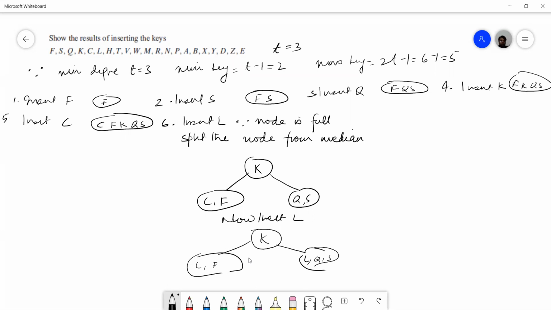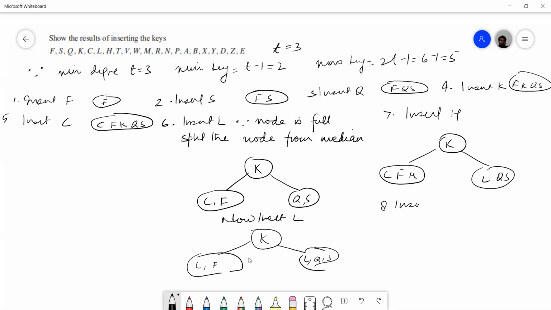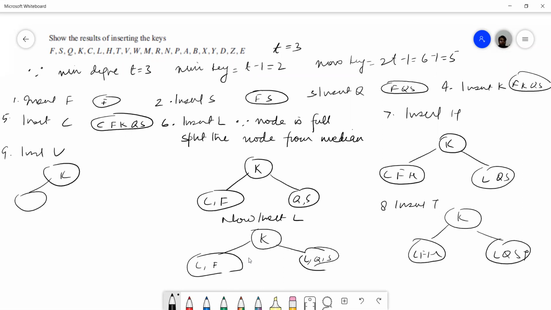Now after L, we have to insert H. So H will obviously go here. So this is K, C, F, H. We have L, Q, S. Then 8th, we have to insert T. So T will go there: K, C, F, H, L, Q, S, T. Then we have to insert V. Step 9th, insert V. So we have K, C, F, H. Here we'll have L, Q, S, T, V. So now this node is full.